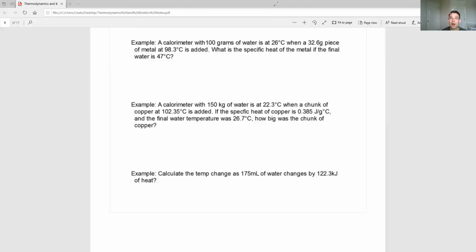A calorimeter with 100 grams of water is at 26 degrees Celsius when a 32.6 gram piece of metal at 98.3 degrees Celsius is added. What is the specific heat of the metal if the final water temperature is 47 degrees Celsius?